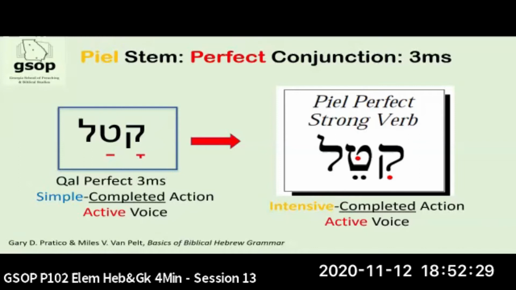The change you can see, still dealing with the same root letters, the kaf, tet, and lamed, and the call perfect third masculine is katal. The piel perfect strong verb is kittel. And so also active voice.